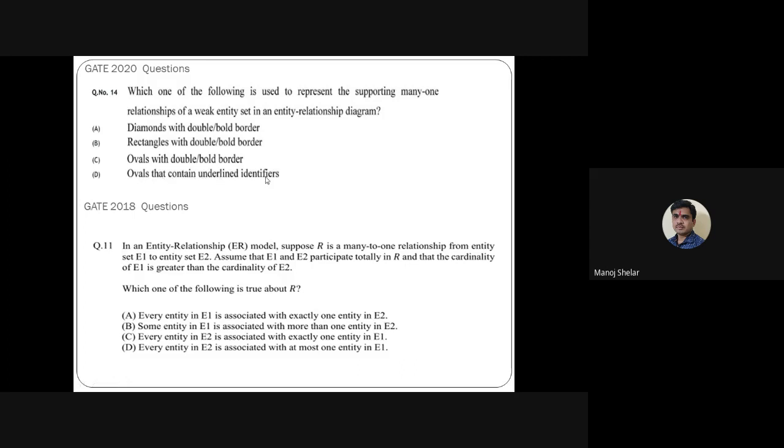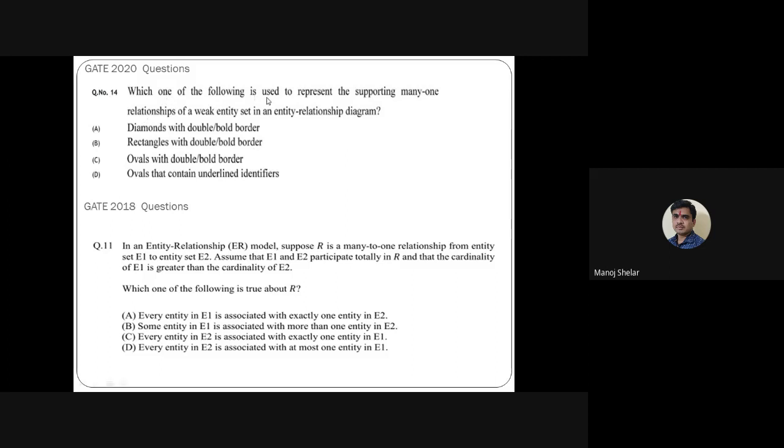So a weak entity set is represented in a double rectangle. So this answer is correct: rectangle with double bold border. Normally, a strong entity is represented in a normal rectangle, but a weak entity is represented in a double rectangle. Okay, so here the question is hot.